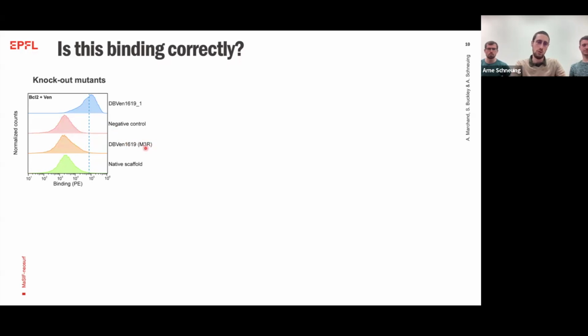And usually the way we do it is that we take a hydrophobic amino acid that you have at the center of the interface, and then we put a very bulky and charged arginine so that it should, in principle, abrogate the binding if your binding mode is correctly predicted.